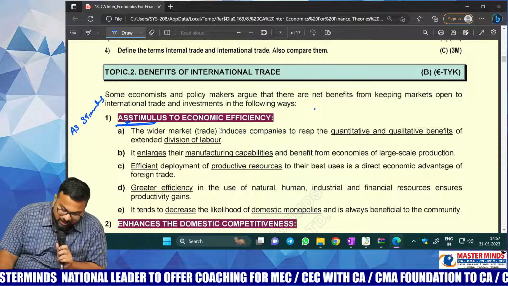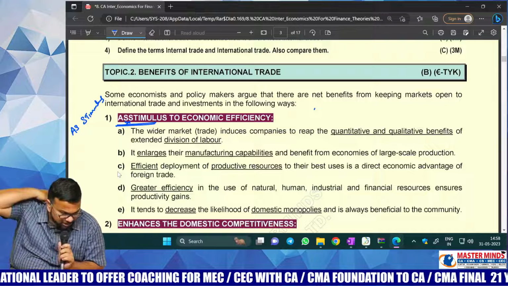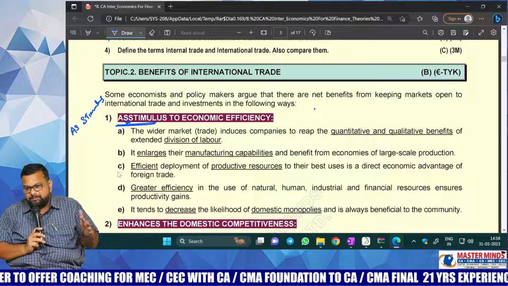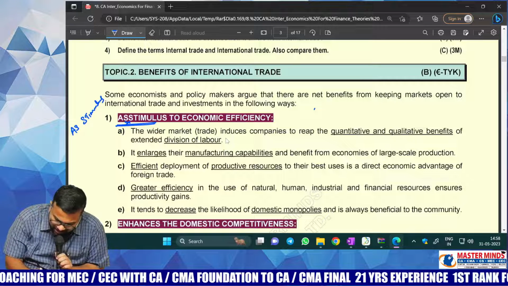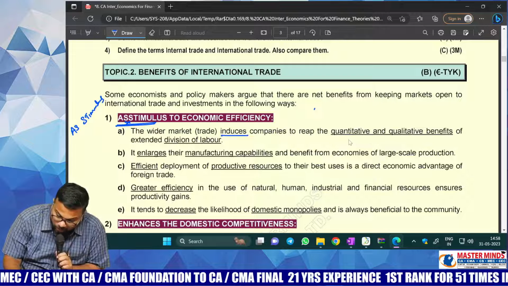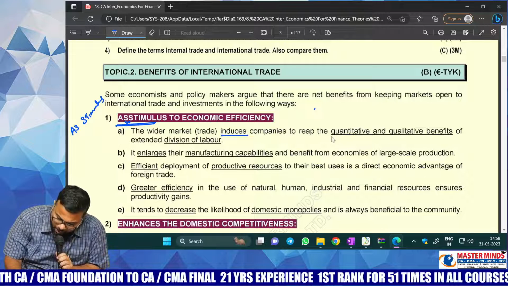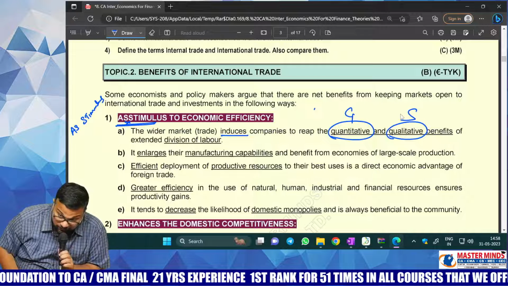How, sir? The wider market induces. See, international trade means you can sell goods not only in the country but also outside the country. That means the market size has increased or decreased? So the wider market induces, encourages companies to reap, to enjoy the quantitative as well as qualitative benefits of extended division of labor. Quantitative means we're talking in terms of goods. Qualitative means we're talking in terms of services.